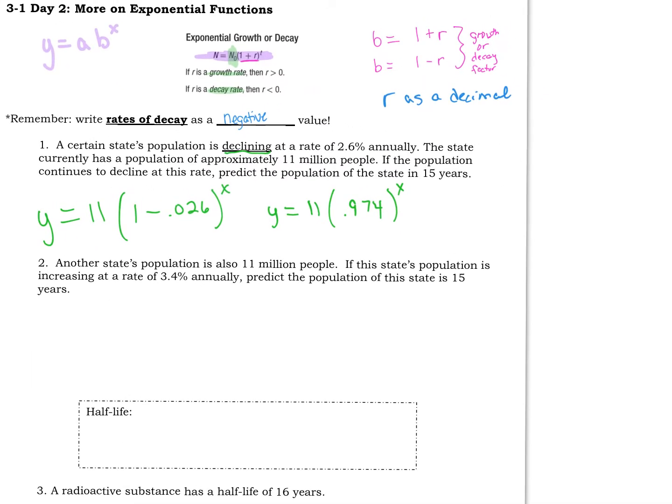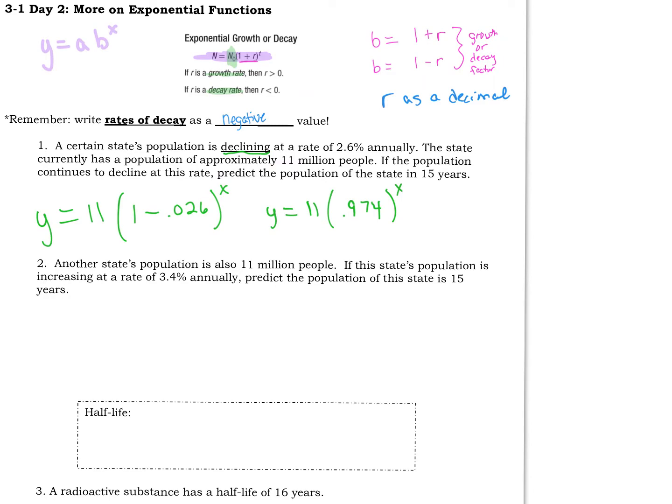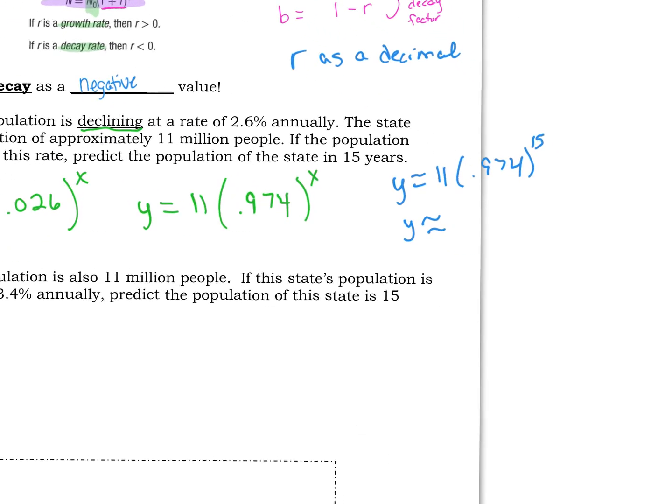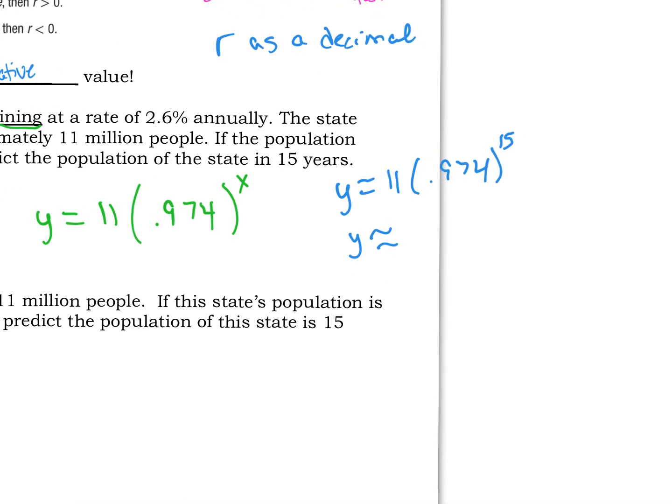But for this particular problem, now it's asking us to actually plug in. So we're going to plug in and do 11 times 0.974 raised to the 15th power. So what do we get for that answer? What is this approximately equal to? 7.41, I like that.